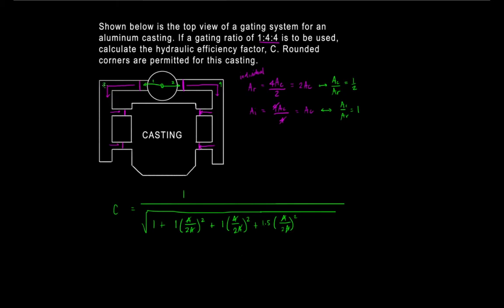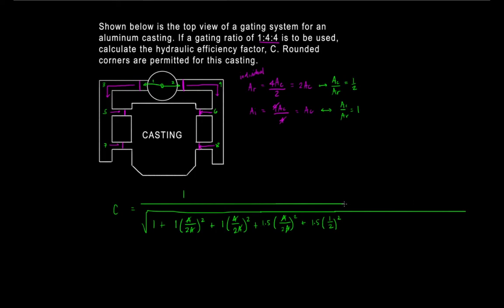Then this is for the third one, and the fourth one is on the other side. So we'll just do the equation again: 1.5 times the ratio 1 over 2 squared. The next change we encounter is when the runner goes into the in gates. So this is the fifth, sixth, seventh, and eighth. In total we'll have eight loss contributions from the different changes.